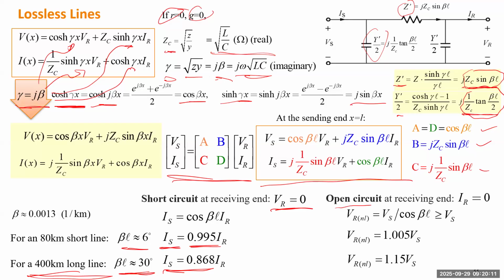When you have an open circuit on the receiving end, the load current will become 0, which seems to be okay because there's no fault, no short circuit. But what happens is that it can raise the voltage on the receiving end higher than the limit. Especially for a long line, when you open the circuit on the receiving end, the receiving end voltage can be 15% higher than the source voltage.